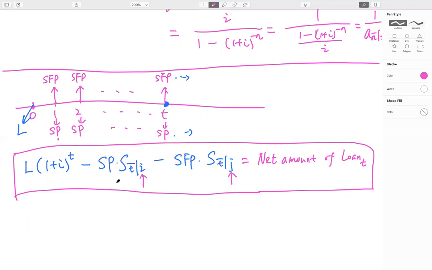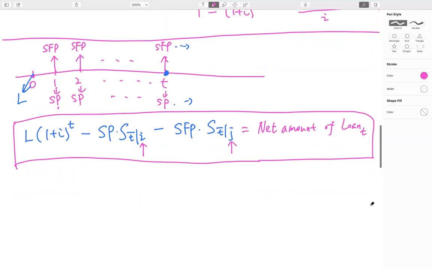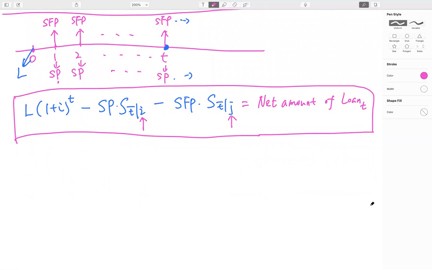Of course, the net amount will be the amount of the loan at time t minus the first account and minus the second account. That's the net amount of loan. So there are different ways of understanding. By the end, at time n, the net amount will be 0 because the loan is fully paid off. So at time n, they are supposed to be equal.